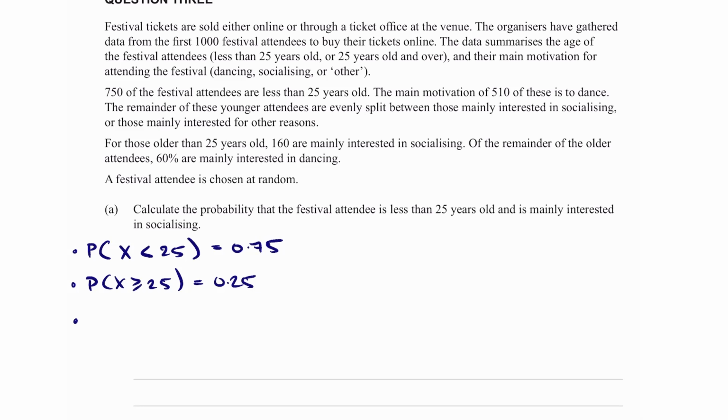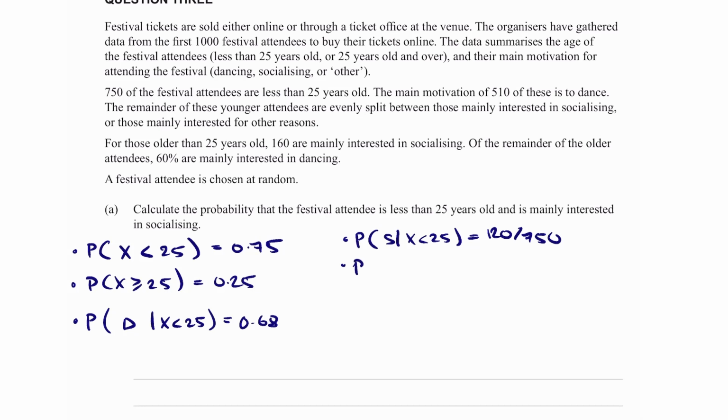The main motivation of 510 of these is dancing, so we're looking at people less than 25. Given that you're less than 25, the probability your main motivation is dancing is 510 over 750, which is 0.68. What else do we know? The probability of socializing, given that you're less than 25, is evenly split with other. So 750 minus 510, over 2, is 120. And the probability of other, given that you're less than 25, is 120 over 750, which should be 0.16.